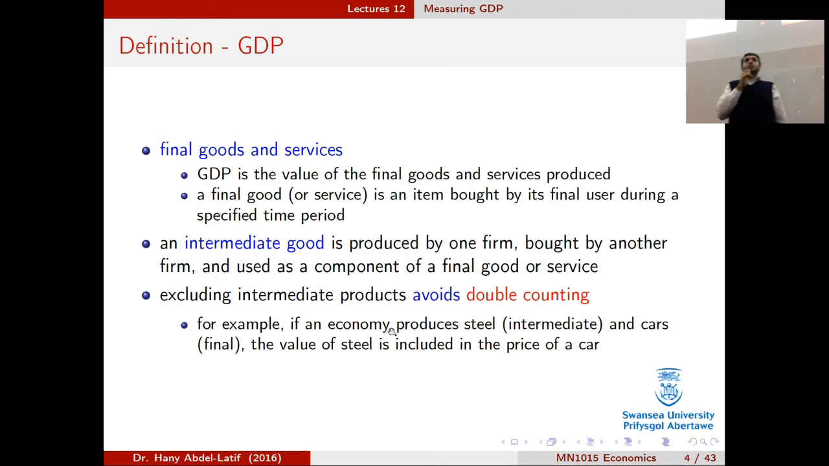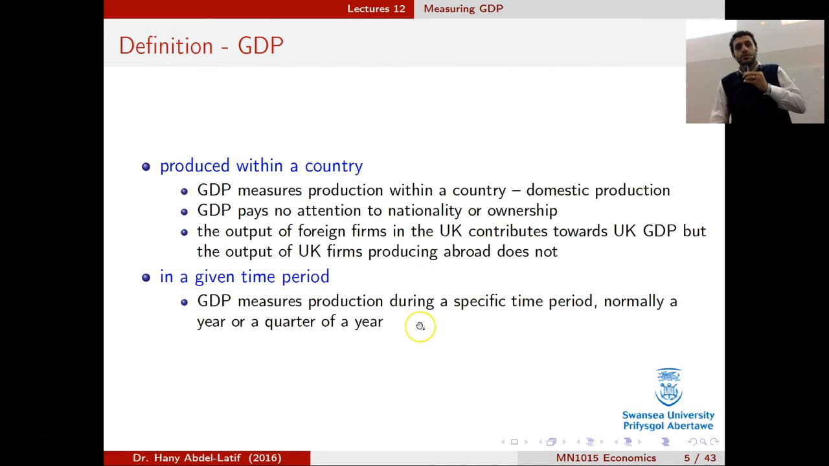We look only at the final goods to avoid double counting. So that's the first two components in the definition. We look at the market value, and we explain why: because we can't add banana to apple to orange to cars. We need to look at one value, one measure. That's why we look at the market value. Then why do we look at the final goods only? Because we want to avoid double counting the intermediate goods.